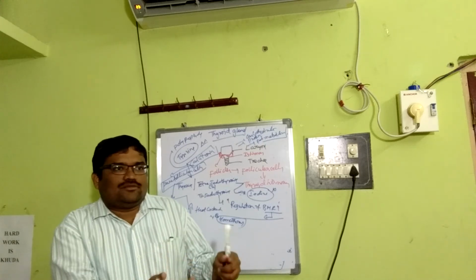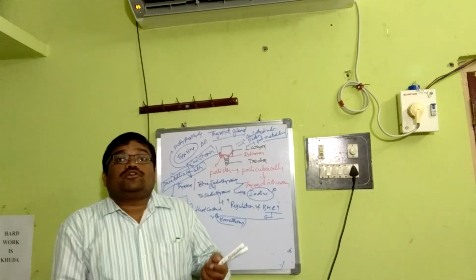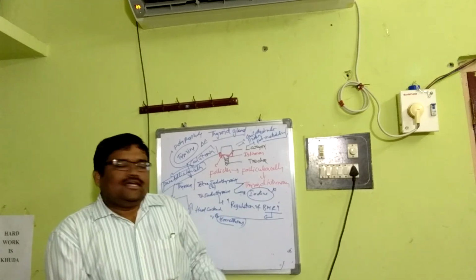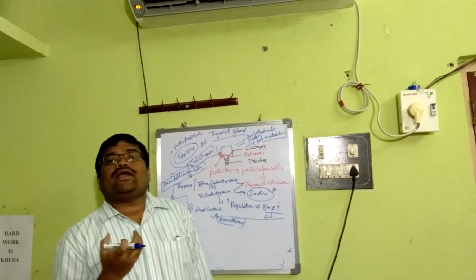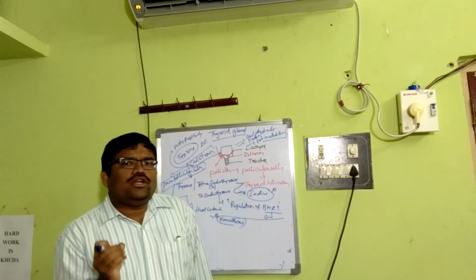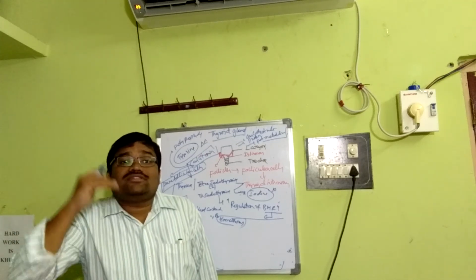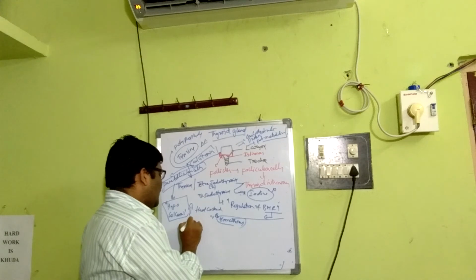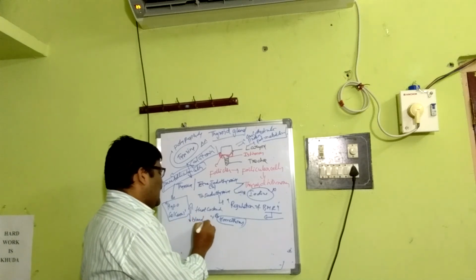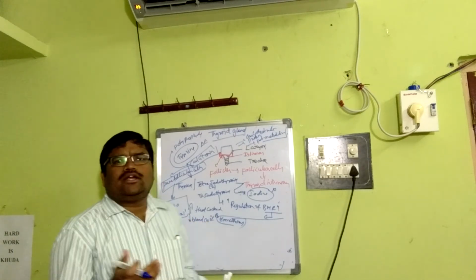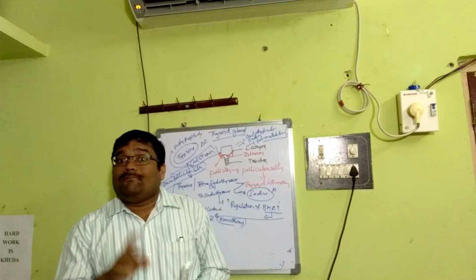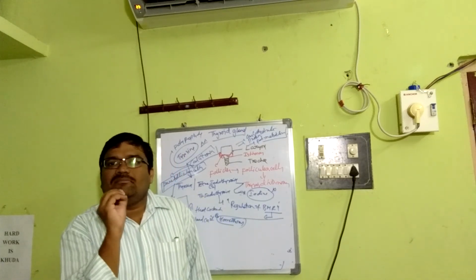I will tell you. First, we will discuss calcitonin. With respect to blood calcium levels, it is considered hypocalcemic. That means calcitonin is the hypocalcemic hormone. It reduces the blood calcium level. How does it reduce the blood calcium level? In two major ways.